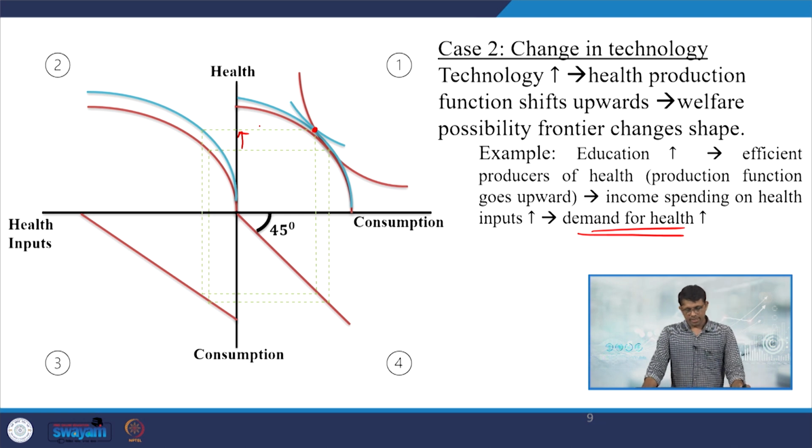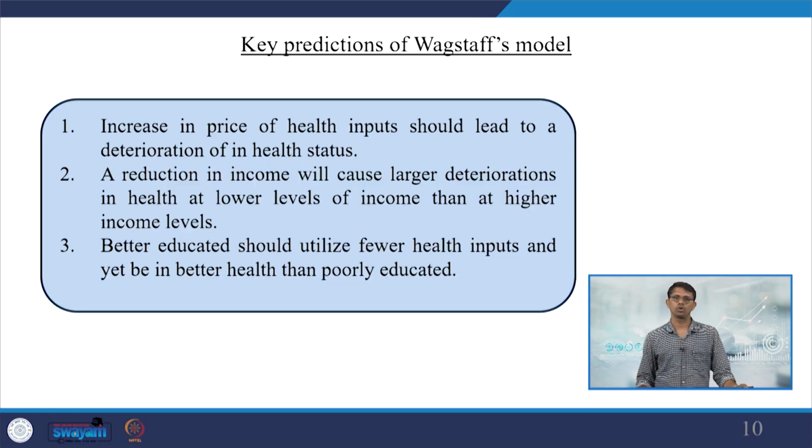And the third one we have just emphasized is in terms of technology. We have explained it in the context of education, and this is in fact the key where we started discussing the Grossman model as well. But Wagstaff's key predictions are explained through three directions which we discussed. One is that an increase in the price of health inputs should lead to a deterioration of health status. A reduction in income will cause larger deteriorations in health at lower levels of income than at higher levels of income. And third, in terms of education technology, it is precisely mentioned that the better educated should utilize fewer health inputs and yet be in better health than the poorly educated.